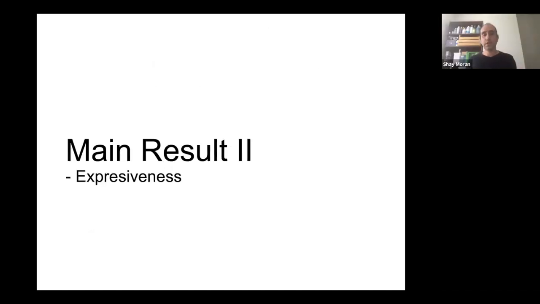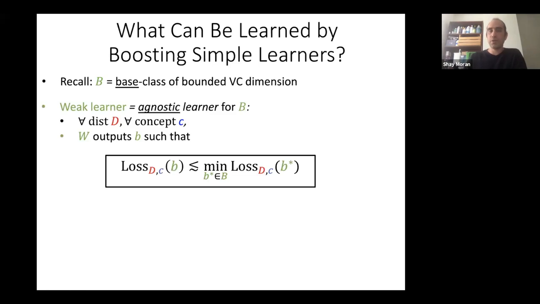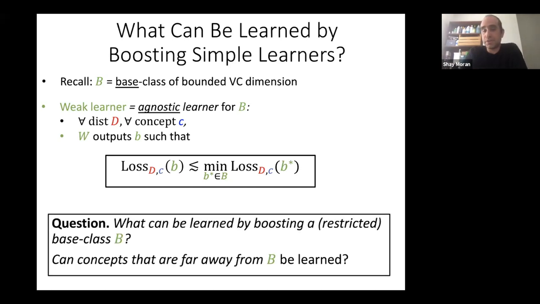Okay, great. So let's now go to the first question we asked. Let me remind you. This question is in a sense even more basic. What can even be learned under this restriction? Remember that we assume a base class B of bounded VC dimension, and that our weak learner is an ERM, an agnostic learner for B. So it will always find the best approximation in this simple class. So clearly we can use this weak learner to learn any concept from B. We just apply it one time. But can we do much more than that? Can we learn concepts that are far away from B?